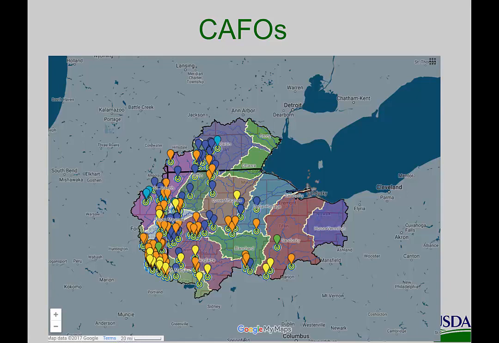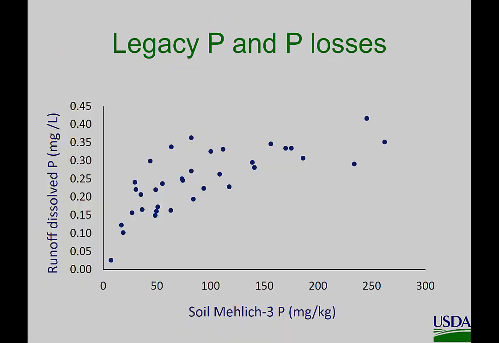So it's a big issue in the Chesapeake Bay region, right? We have CAFOs, and if you're not careful in management, those soils can get built up very high and become legacy sources. And we do have some of that in the Western Lake Erie Basin as well. Again, you can build up legacy P with any type of phosphorus form.